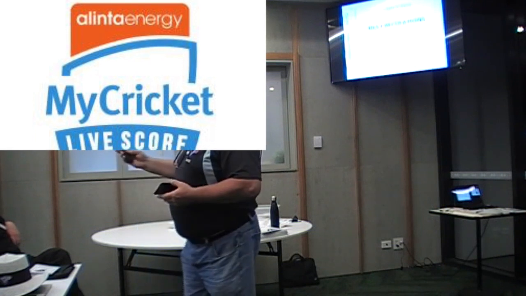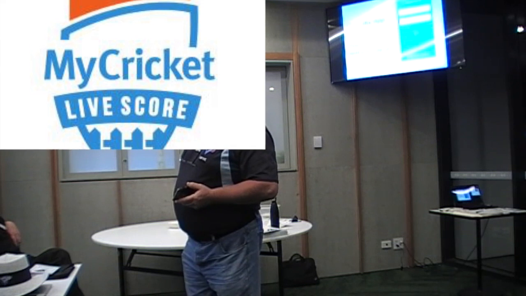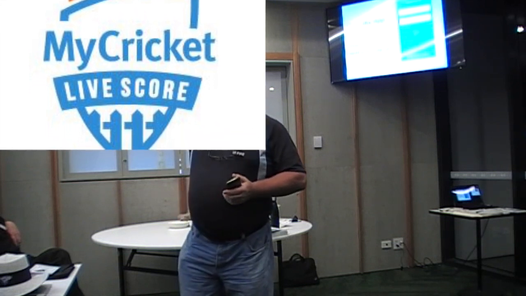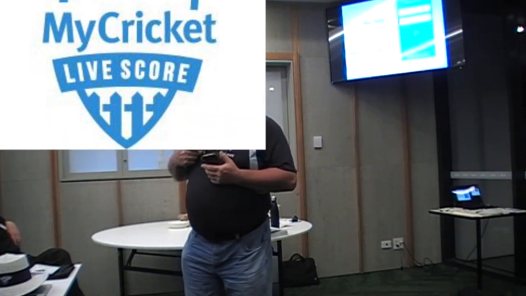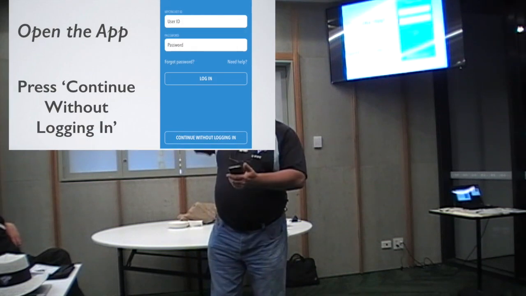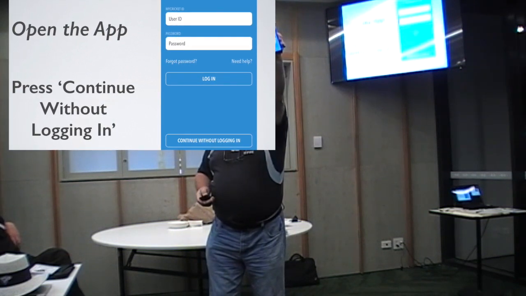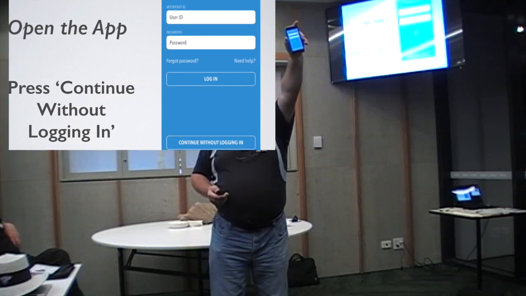My Cricket app. The My Cricket Live Score. There is a My Cricket app that we use to put in our results at the end of the game. That's not the one we're using. We're using the My Cricket Live Score. Okay, and then you get into it, you press My Cricket Live Score, and that's what comes up. Can everybody see that on the phone now?